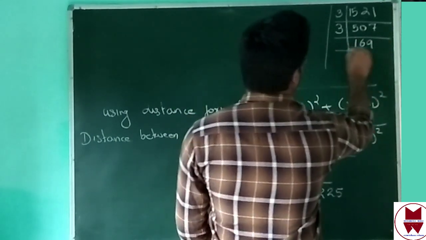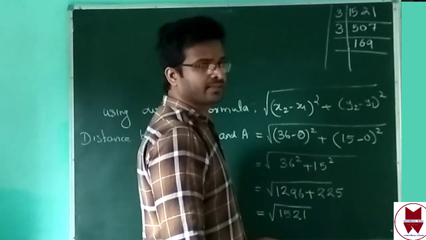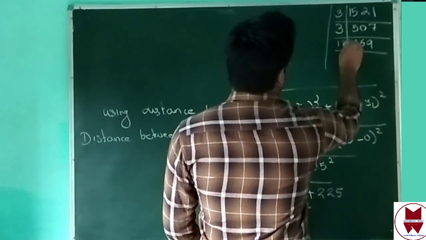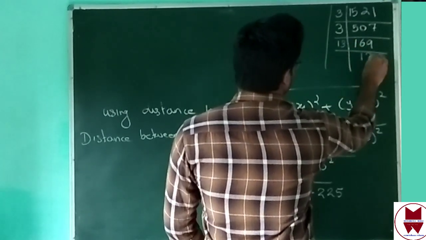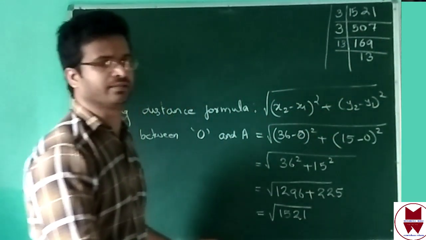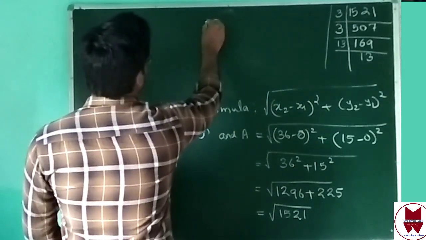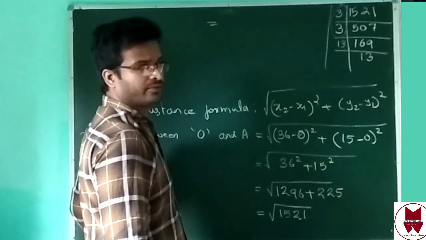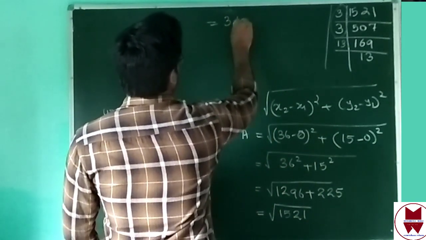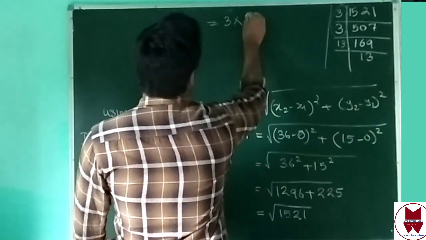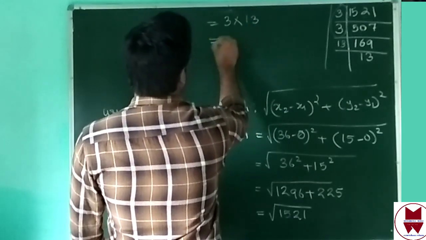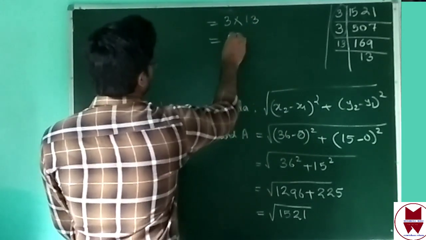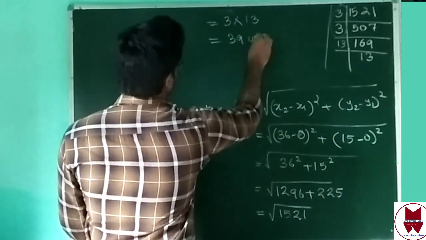9 times. Then 169, we can use 13 directly. 13 into 13, we will get 169. Equal to, in here 2 3's you can see, write 3. Then 2 13, that's why write 13. 3 into 13, 39 units.